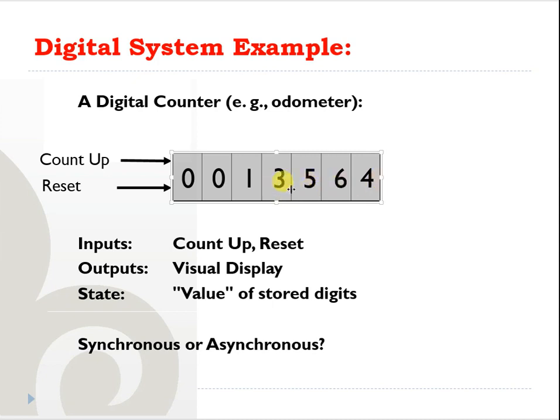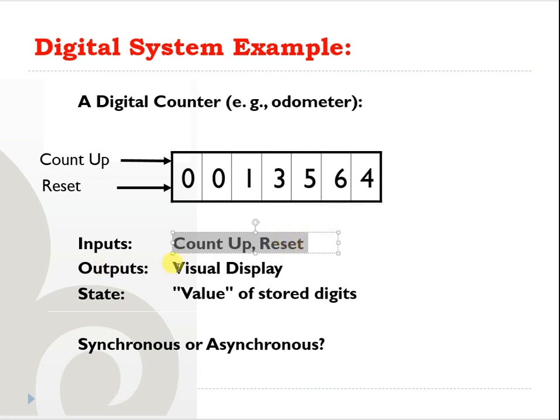So at some point we have this value. Now if we receive another signal at the count up, instead of 4 at the end, we will have 5, and then it will be incremented one by one. And there is also a reset input, which is used in order to reset the value stored inside the counter to 0. So whenever there is usually a rising edge at the reset input, the value will be set to 0. All the digits will become 0. So now we have two inputs, the count up and the reset input. As the output, we have the visual display. So the value that you see here. And here we have the state as the value of the stored digits.